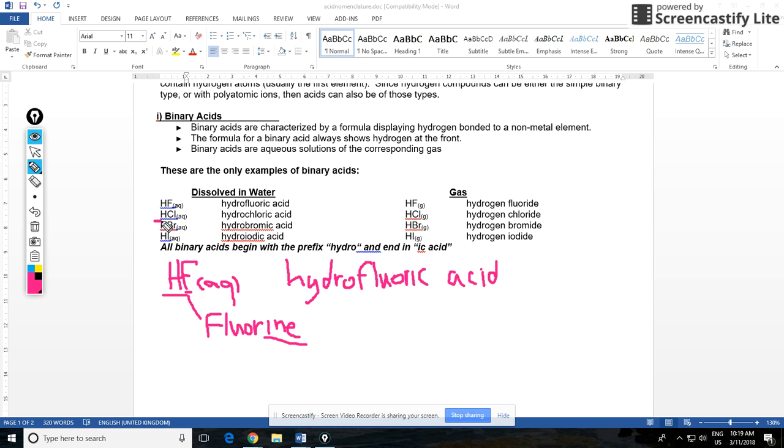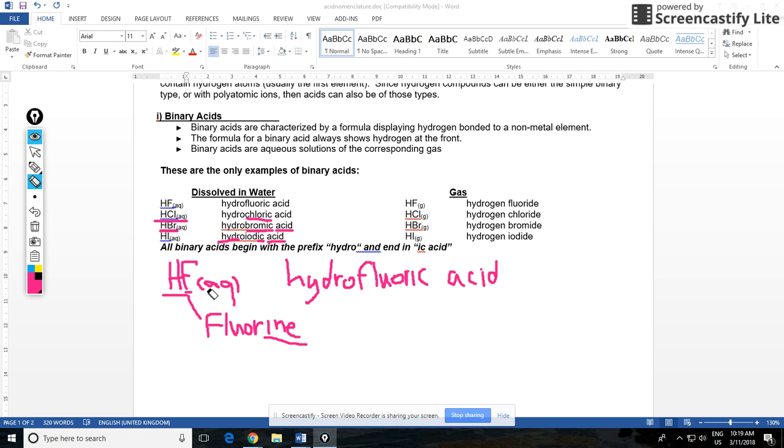And you can see the same concept applies to all of these ones here. So HCl(aq) is hydrochloric acid. HBr(aq) is hydrobromic acid. So notice the use of hydro, the replacement of the ine by ic, and then the use of the word acid at the end.